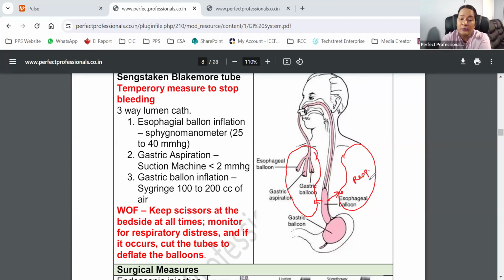Now, in respiratory distress, what will be your priority? If your patient has bleeding and also has respiratory distress, what will be your priority? Which one will you treat first? Tell me.